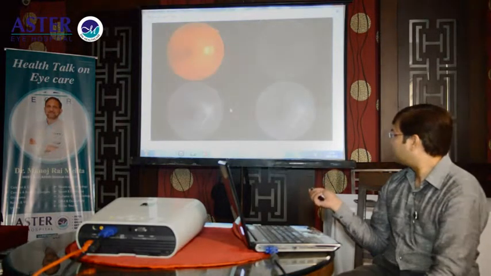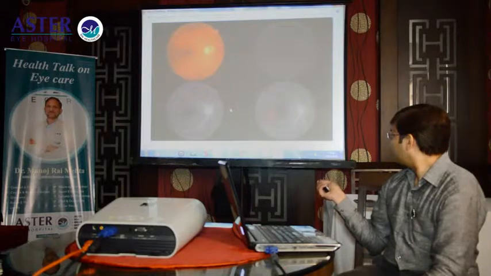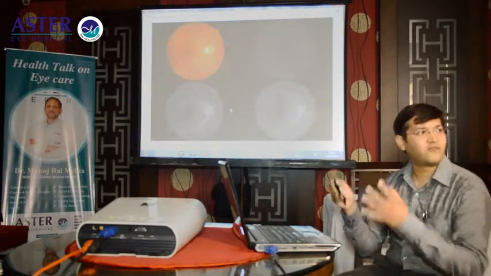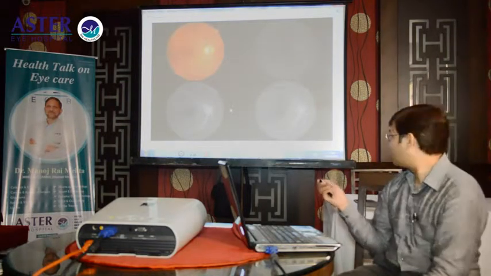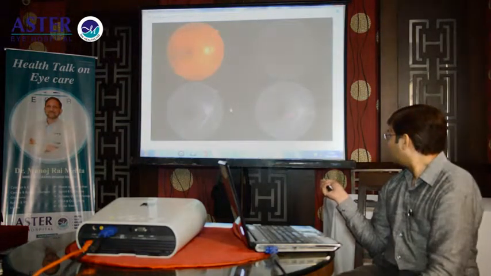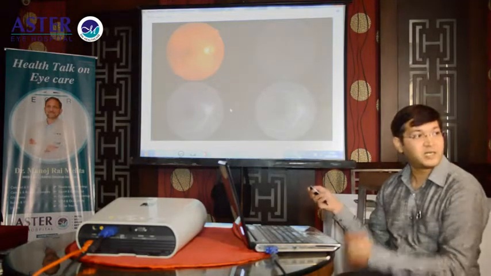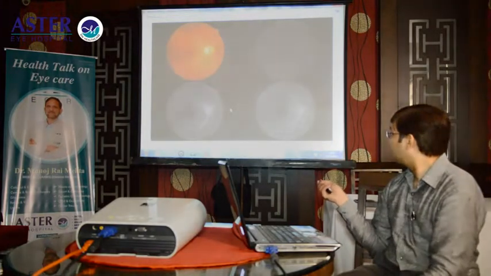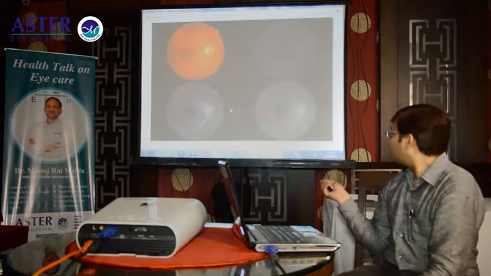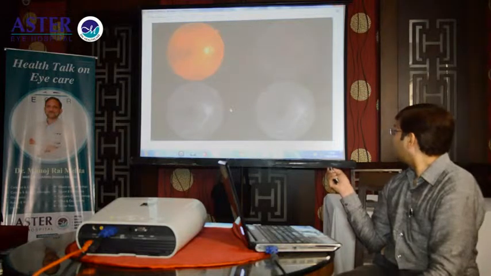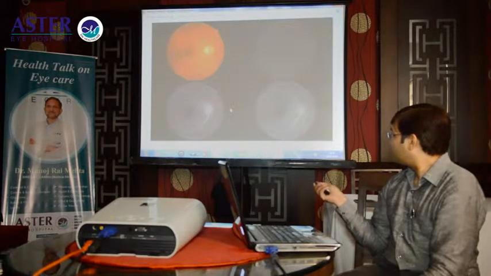This is a normal angiogram, and here we see a small area of capillary non-perfusion. There is a zone called the foveal avascular zone, and otherwise the vessels are smooth and supplying the entire retina. They don't abruptly end as we could see in the diabetic patient. So this is a normal angiogram. Initially we see that the arterioles are filling, and later on the veins also fill up with the dye.